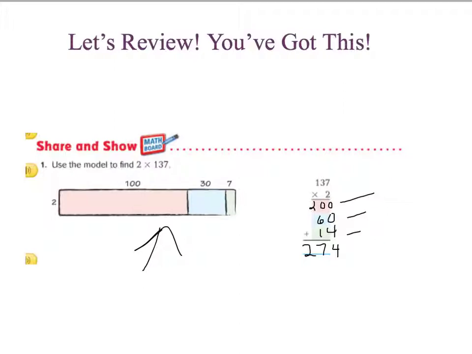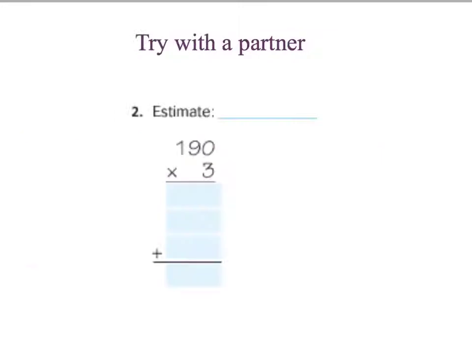Okay, so this is the answer you should have received by adding one part at a time. So first I did 100 times 2, then I did 30 times 2, then I did 7 times 2. And these were the partial products. And then I added those three partial products together.